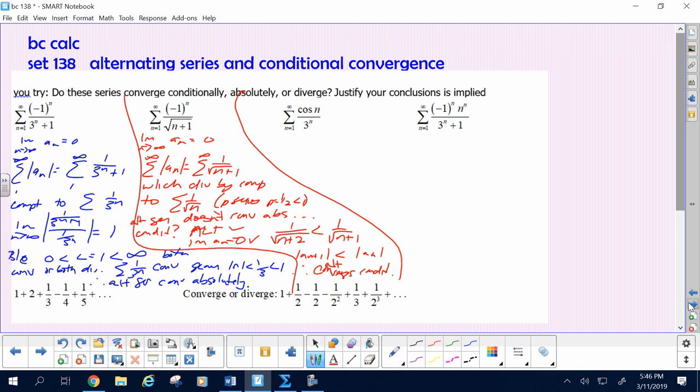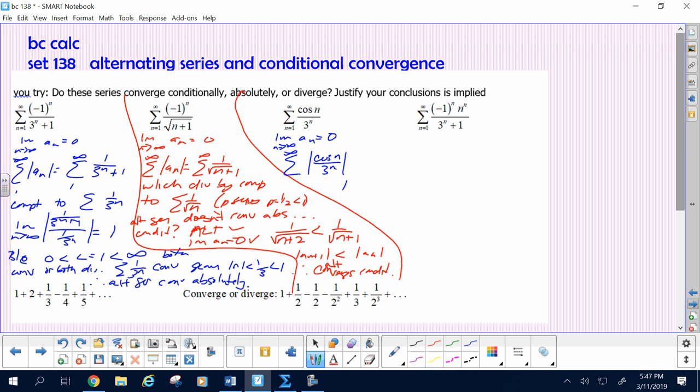We did one like the third one a couple of days ago. I think you'll agree that while cosine stays relatively small, 3 to the n gets large, and so the terms go to 0. In terms of the absolute value, that's good there. We're going to prove convergence of this by comparison, but it has to be direct comparison.